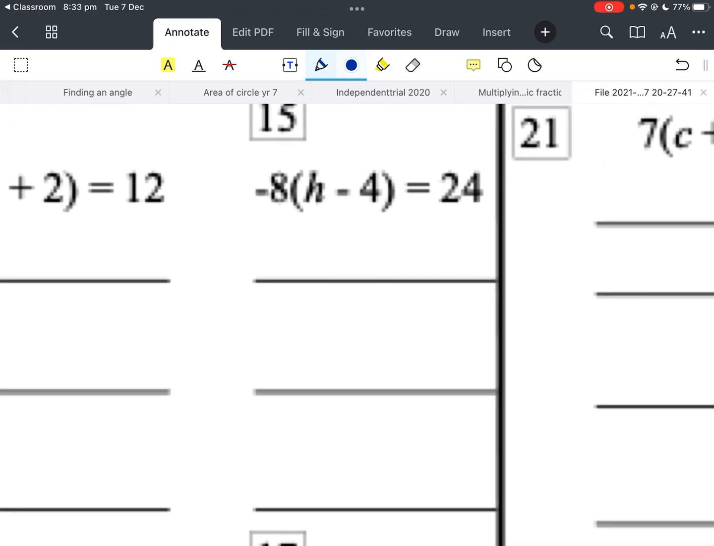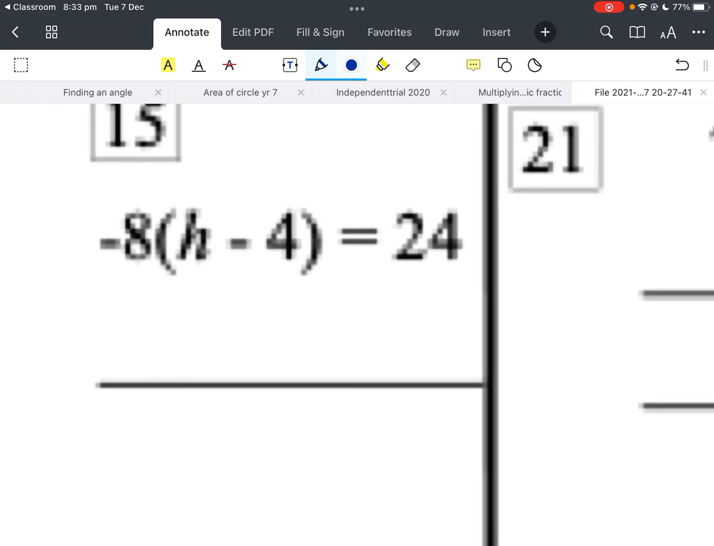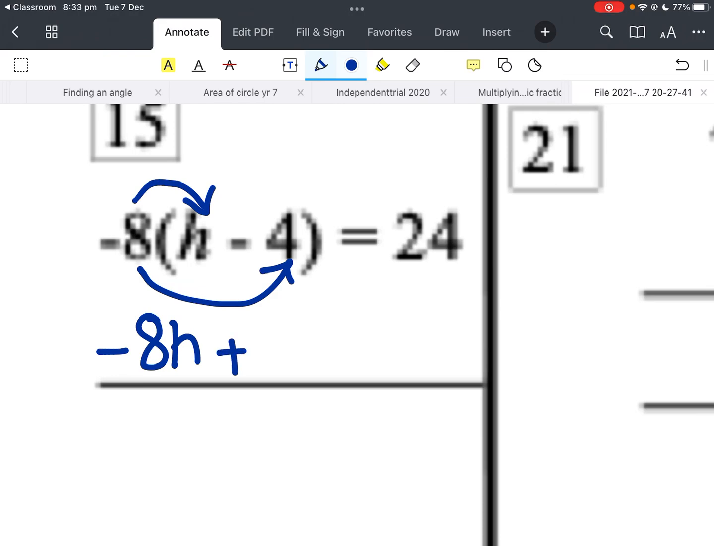Right, going to have a go at 15. So put those lines in. Remember, you've got to go negative 8 times h. So negative 8 times 8, a negative and a positive gives a negative, and 8 times h is just 8h. And then this one times this one, now that's negative 8 times negative 4. What's a negative and a negative? Hopefully you said a positive. And 4 times 8, 4 8s are 32. And write down the 24.